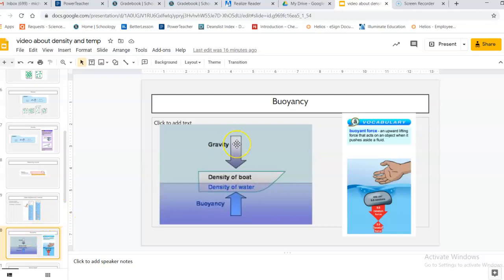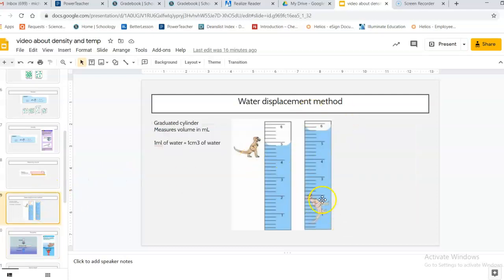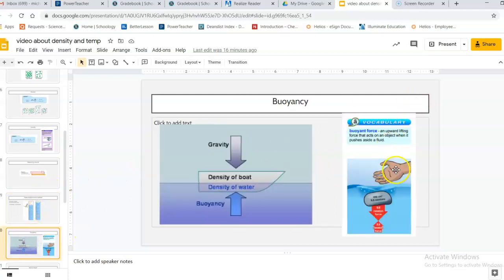All right, so then let's talk about buoyancy. Here's how we define buoyancy: it is the upward lifting force that acts on an object when it pushes aside a fluid. We just talked about pushing aside a fluid. This is where we're going. When you throw a rock into water, you're going to notice that the rock is going to sink by displacing the water that it was dropped in.